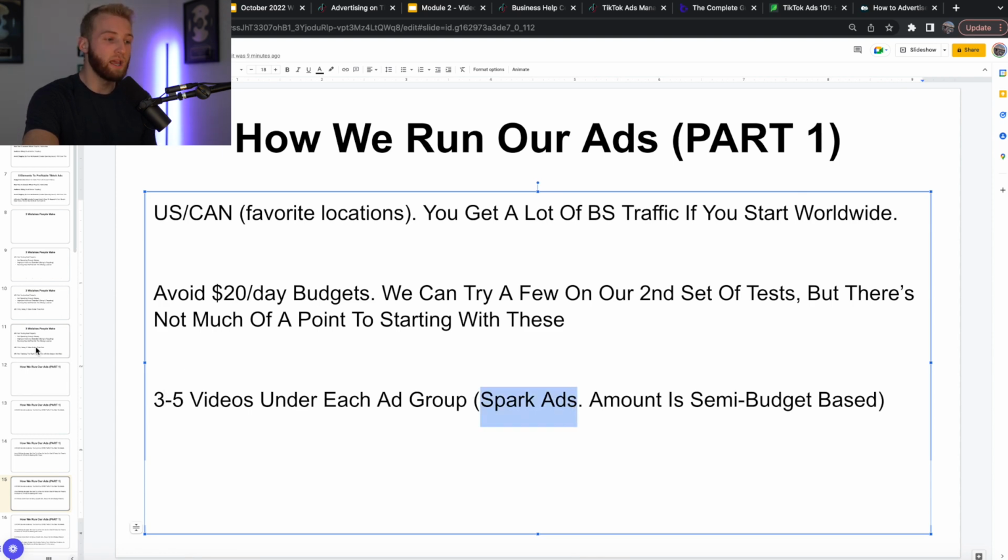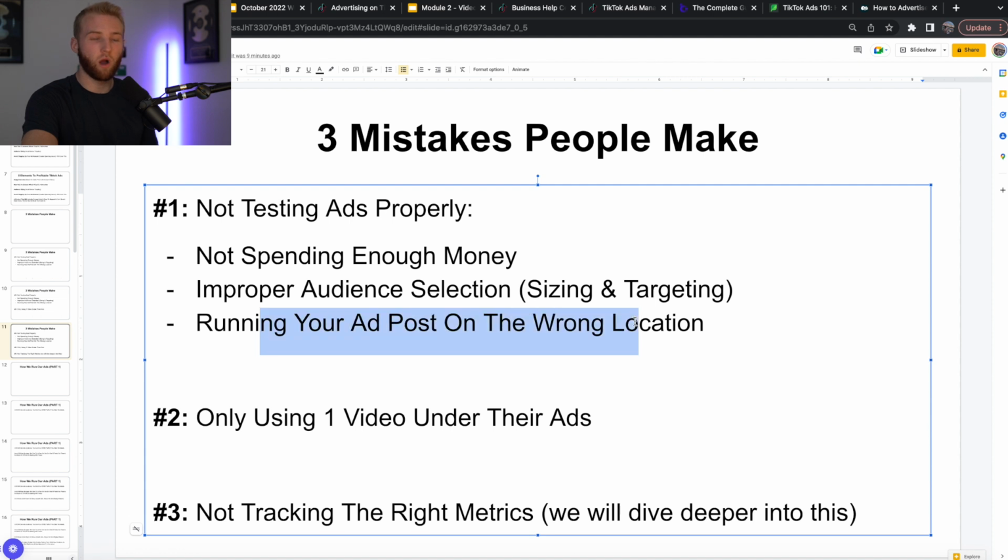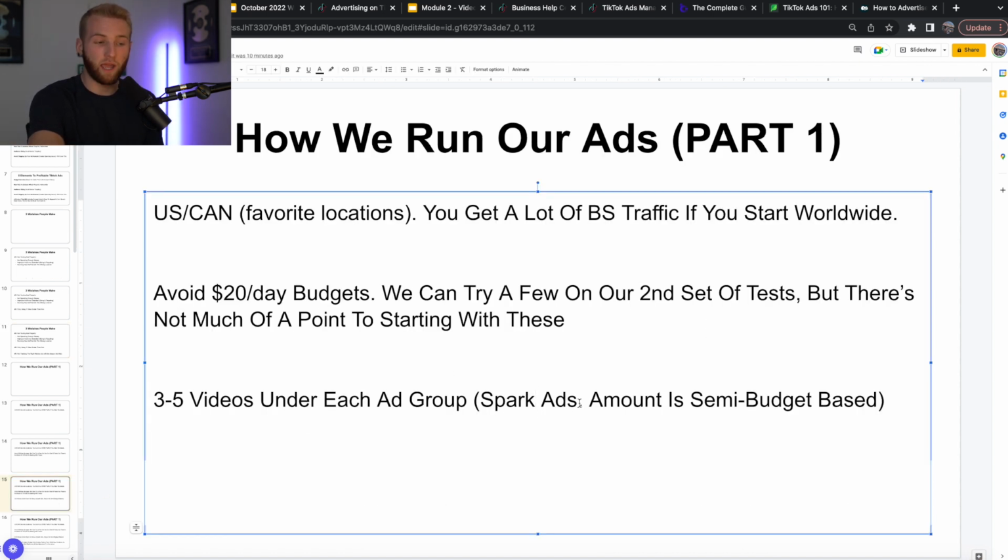Just like how I said, they are running their ad post on the wrong location. This doesn't mean physical location. This means the wrong platform, the wrong placement, and they're not collecting the engagement. I'll show you how to do that in a second. You're going to want to run what's called a spark ad, okay?